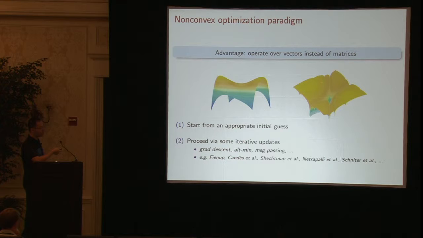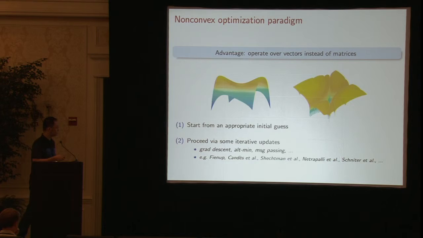And if we have obtained such an appropriate initial guess, then we can proceed using some iterative method, like gradient descent, alternating minimization, message passing, a lot of them. And if the iterations are designed in a careful manner, then we are able to avoid many of the local minima, which will eventually allow us to reach the ground truth.